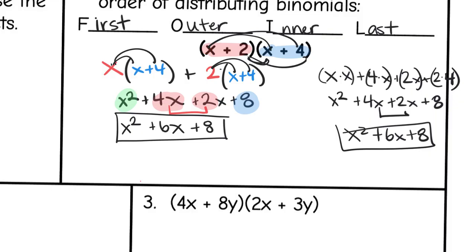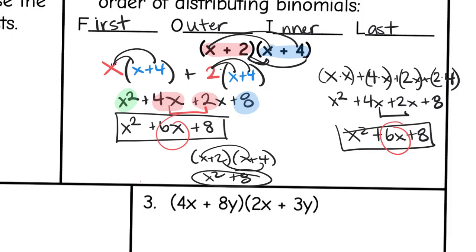So there's my first distribution, and here's my second distribution. So first, outer, inner, last. This just makes sure of something. The mistake lots of students make is they want to take x plus 2 and x plus 4, and they want to do this one, x squared, and that one, 8, and they want to be done there. But we saw with both of these methods, we need to get the inner and the outer terms multiplied.